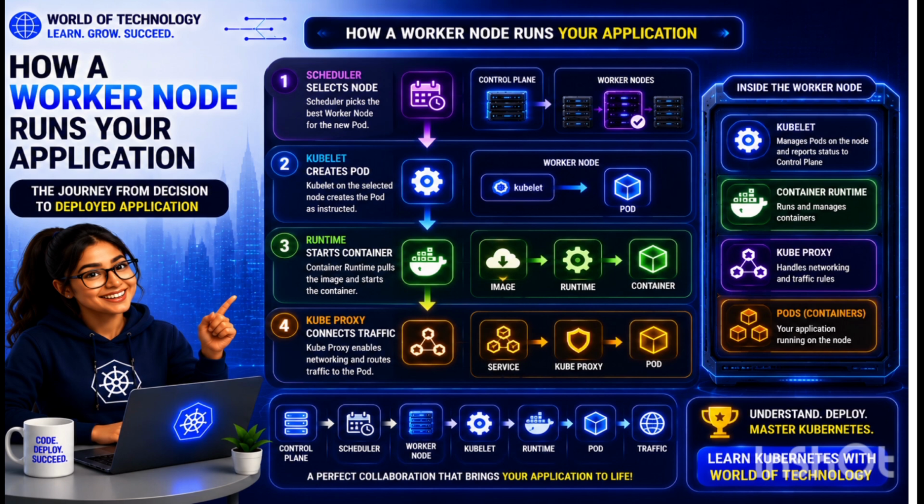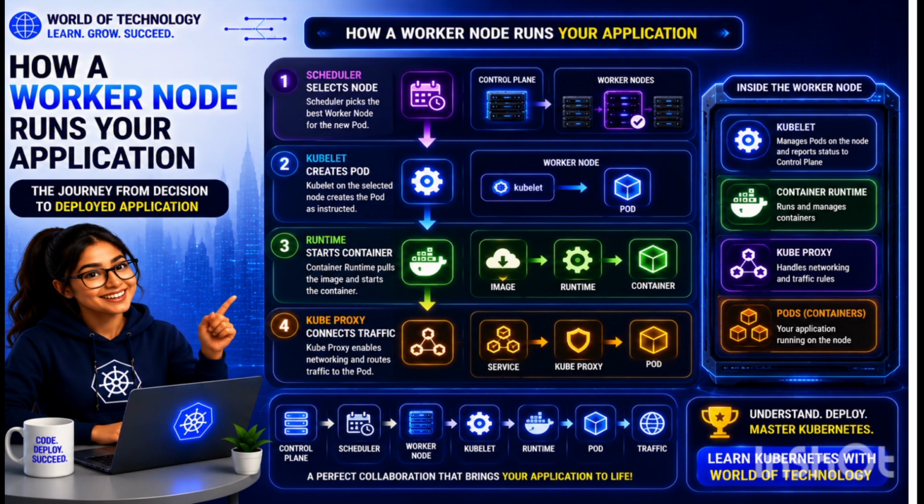Now let's connect everything together. Imagine you deploy an application. First, the control plane receives your request. Second, the scheduler chooses the best worker node. Third, kubelet receives the instruction. Fourth, the container runtime pulls the image and starts containers. Fifth, pods become available. And finally, kube-proxy routes traffic to users.